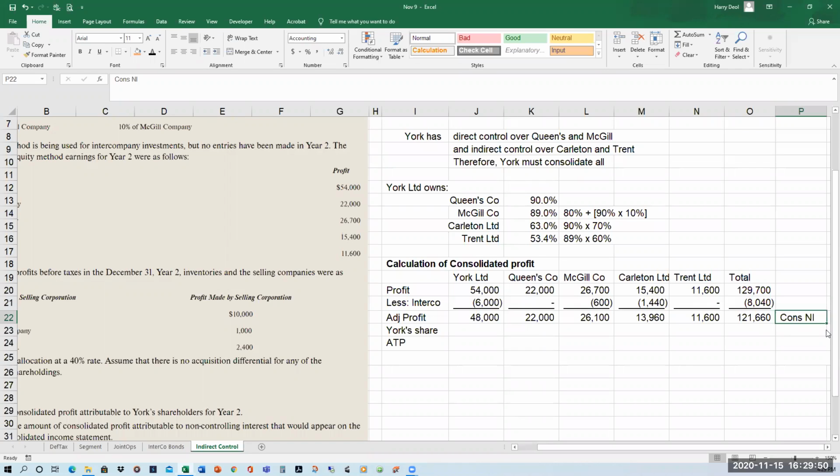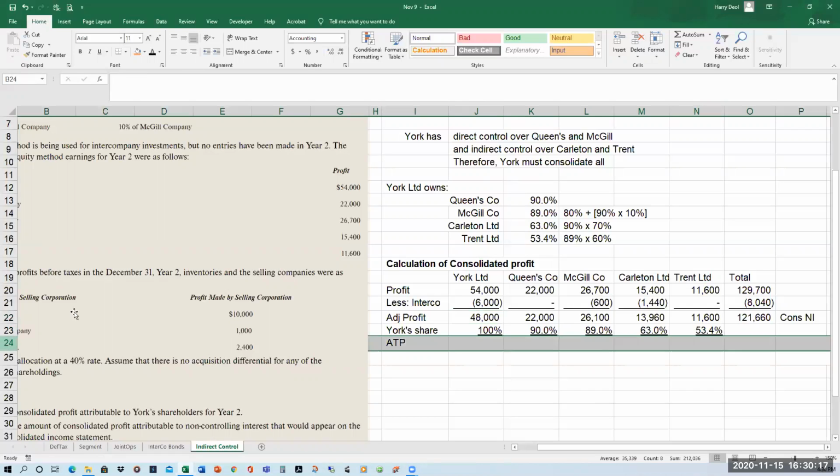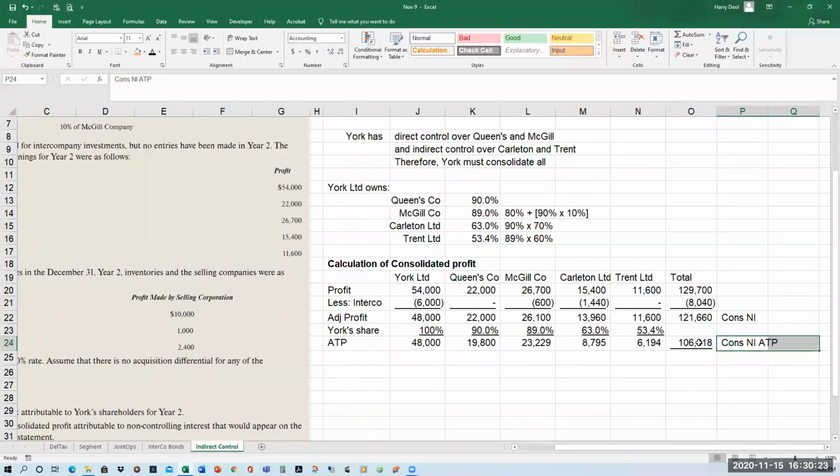Out of this total consolidated net income, 100% of York's share belongs to York. 90% of Queen's is York's share. 89% of McGill is York's share. 63% of Carlton is York's share. And 53.4% of Trent is York's share. So if you calculate these amounts and then add them up, you get consolidated net income attributable to the parent company as being the sum of these, $106,018.